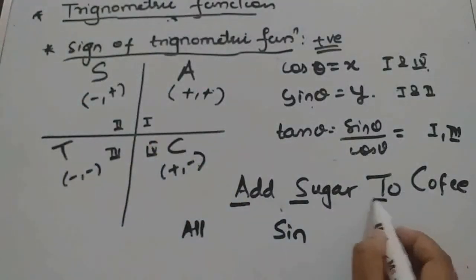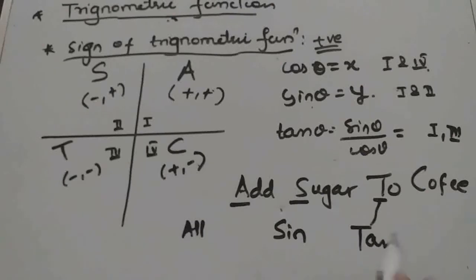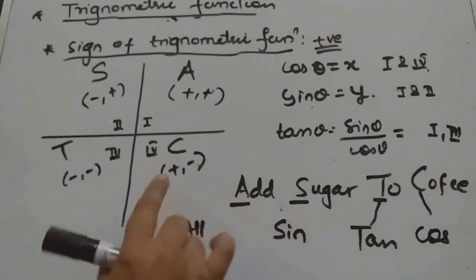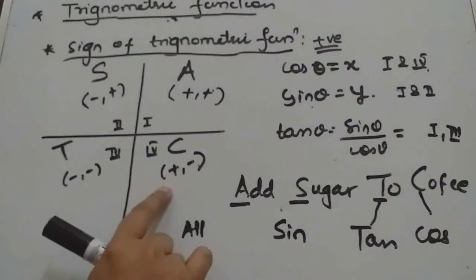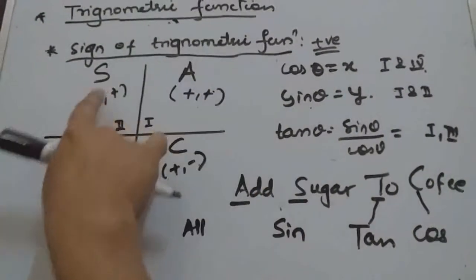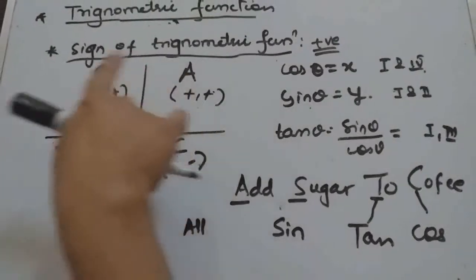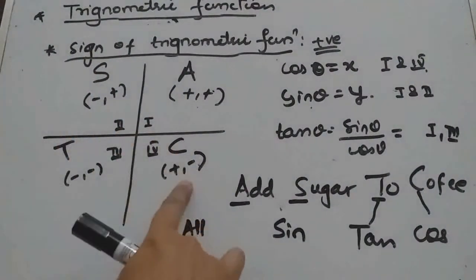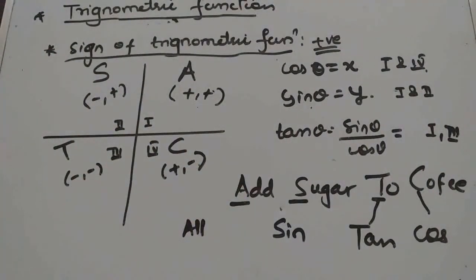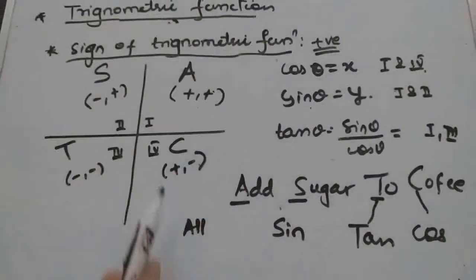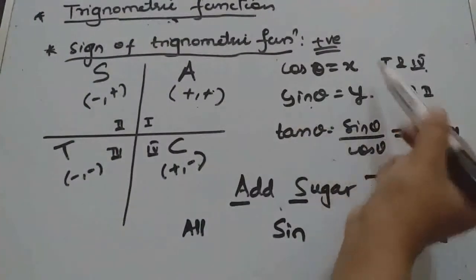Okay, T is for tan. So here tan will be positive. Tan is positive means cot will be positive, because tan and cot are related. And C for cos. So cos positive means sec also will be positive. So add sugar to coffee: all positive, sine positive, tan positive, cos positive. Like this we can remember the sign convention for the trigonometric functions, and otherwise you can find it by formula.